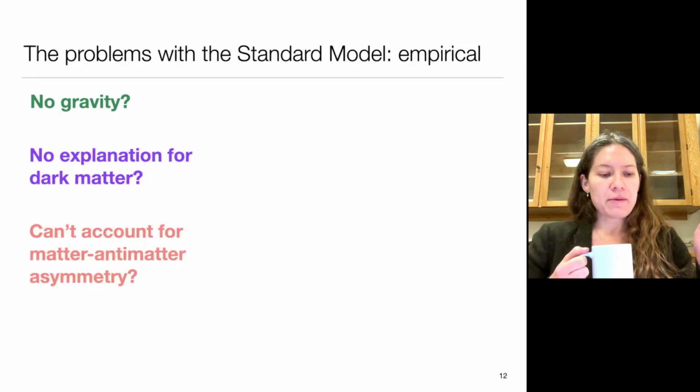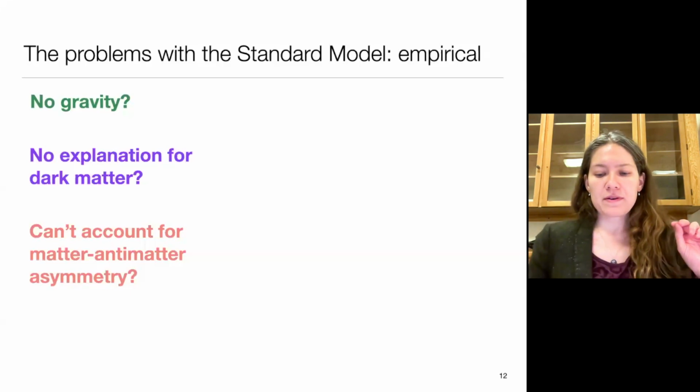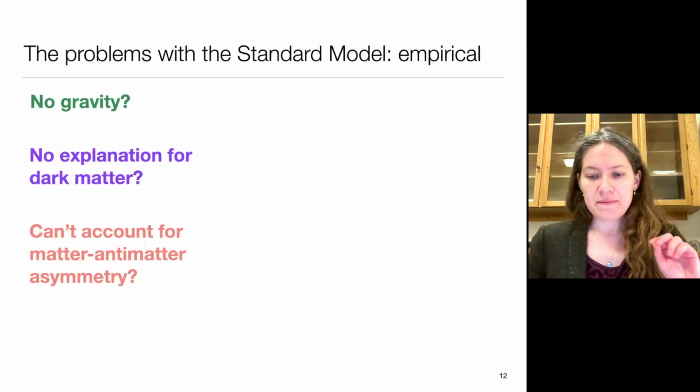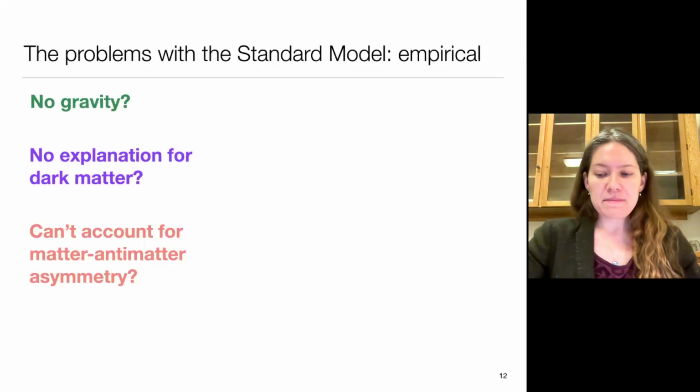Third, our model can't account for matter-antimatter asymmetry. To introduce matter-antimatter asymmetry, it's basically that when you look around at the world, everything is made of matter, and we don't see any antimatter. That doesn't make a huge amount of sense mathematically with our model.